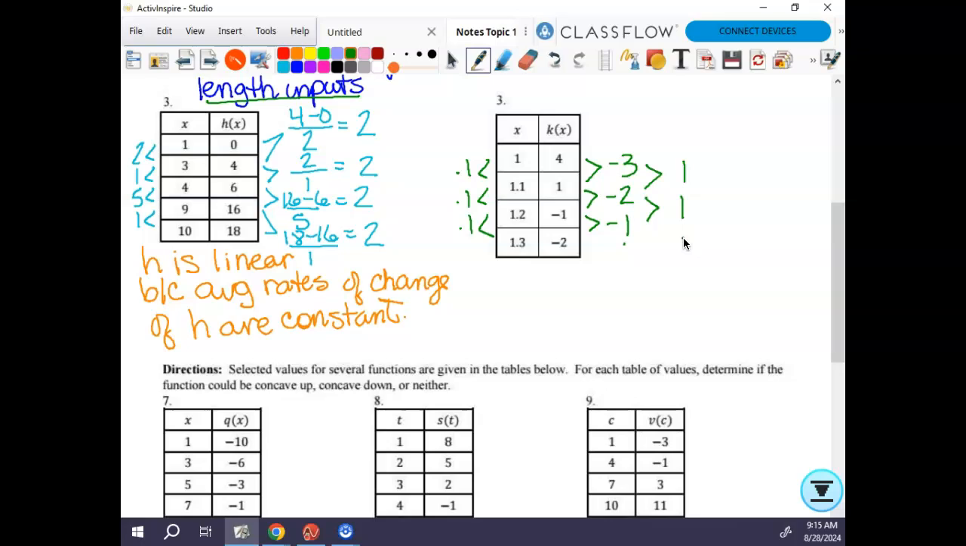So we can answer this question and say K is quadratic because second differences are constant.